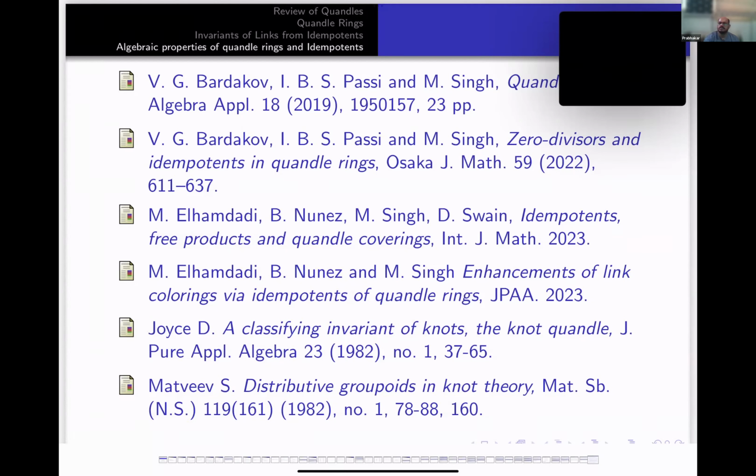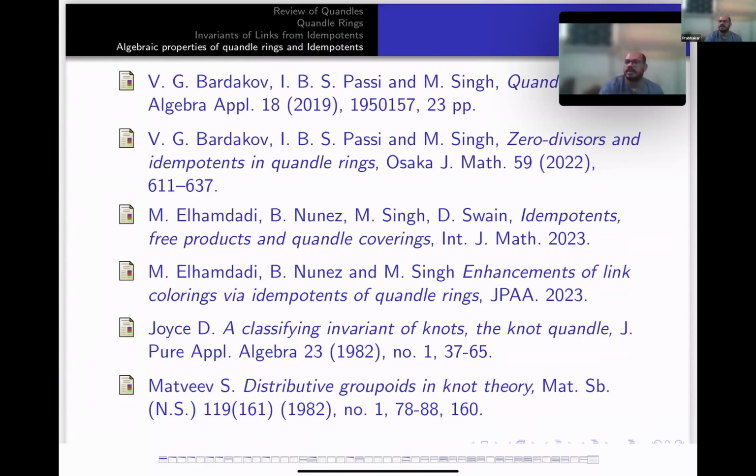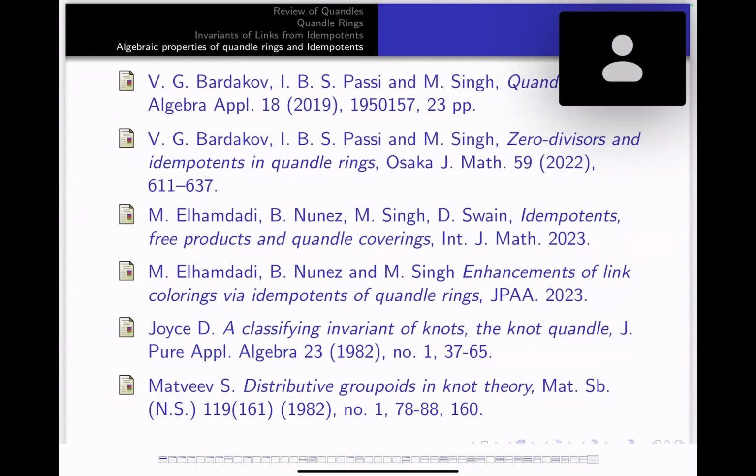Thank you. Any other questions? Hello. My simple question is: is it possible to study the quandle ring as a topological ring?